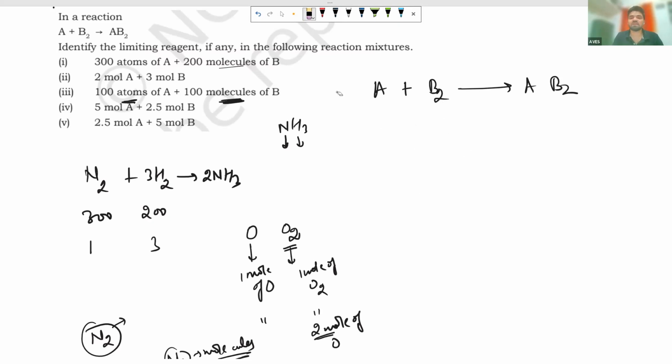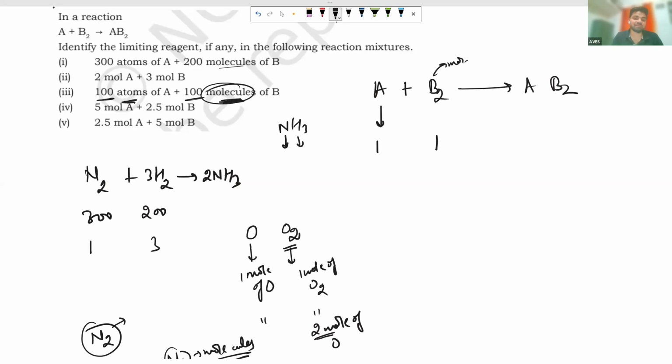so you see here that one atom of A combined with 1 molecule of B. This is 1 molecule of B. Okay, got it? Yes. So 100 atoms of A combine with 100 molecules of B, so the ratio is 1:1. It is a molecule, so you don't write 2 here because it is not saying atoms.